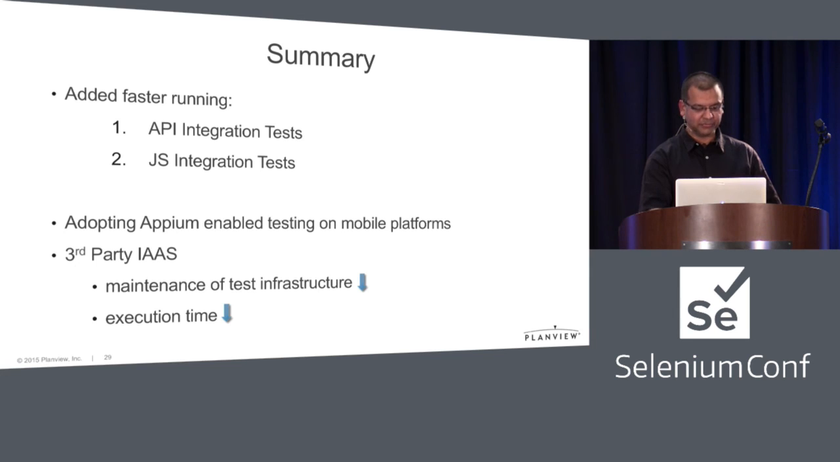So in the end, I would like to summarize what we have learned working on these 3 initiatives. By attempting to correct the test pyramid, we ended up learning the importance of faster running integration tests. Adopting Appium gave our automation initiative the ability to run tests on mobile platforms and browsers. And using a third-party infrastructure service instead of local grid reduced the overall execution time and saved the effort spent maintaining the test nodes.